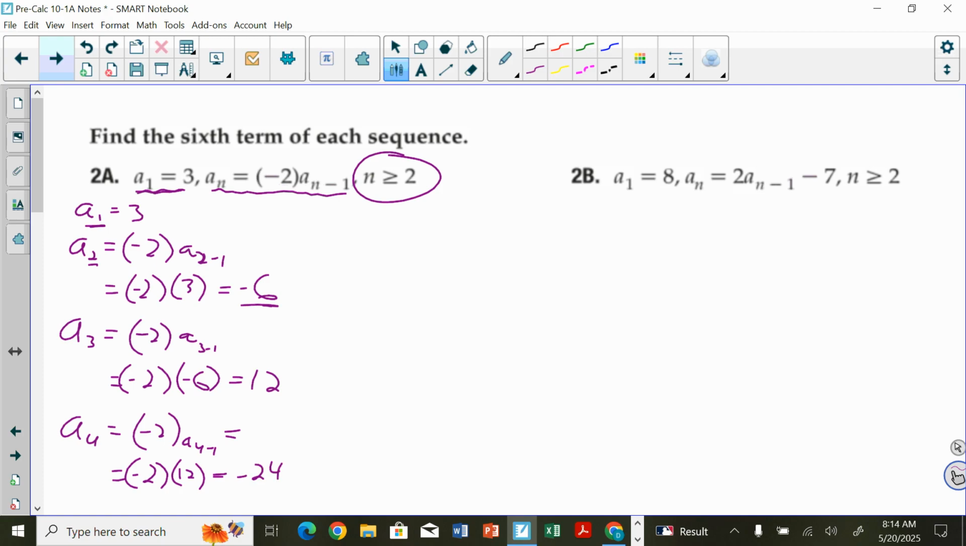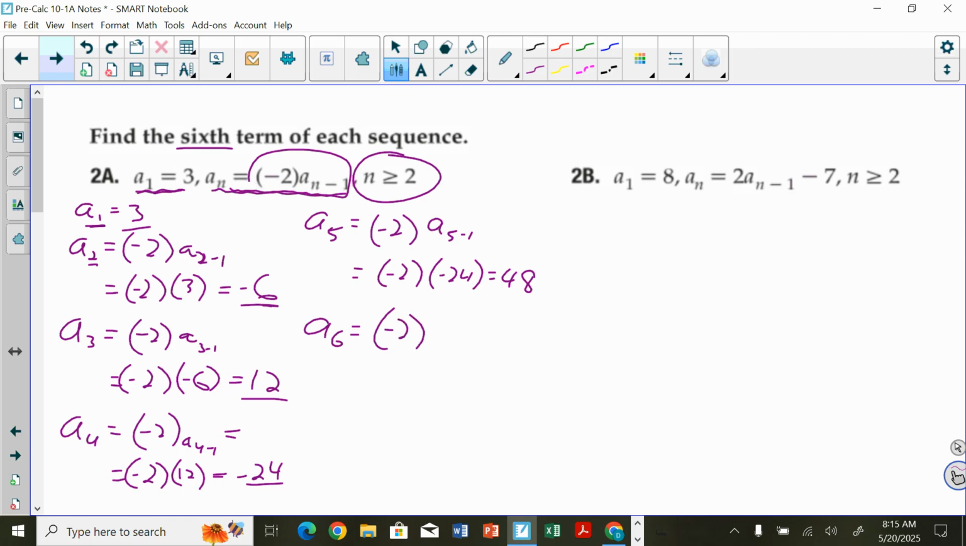So you're starting to see that with these terms, we're basically multiplying negative 2 by the previous term. That's what this is saying right here, is that we're multiplying negative 2 by the previous term. So you can figure that out now. But I'm just going to keep working through the next two because we want the 6th term. So a sub 5 would be negative 2 times the previous term, which is a sub 4. So negative 2 times negative 24 gives us 48. And then the last one here, this is the one we wanted, would be negative 2 times a sub 6 minus 1, which is a sub 5. Negative 2 times 48 gives us negative 96. And that was the term we were looking for, negative 96.